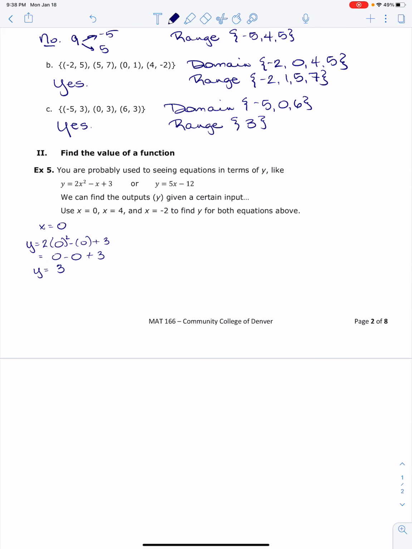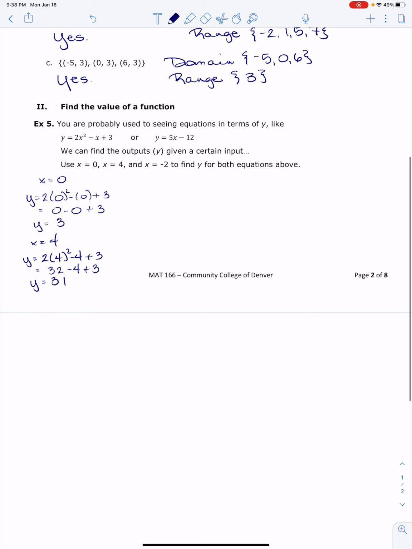I can do this again with x equals 4. Y equals 2 times 4 squared minus 4 plus 3. 4 squared is 16 times 2 is 32. Minus 4 plus 3. And I get y equals 31.